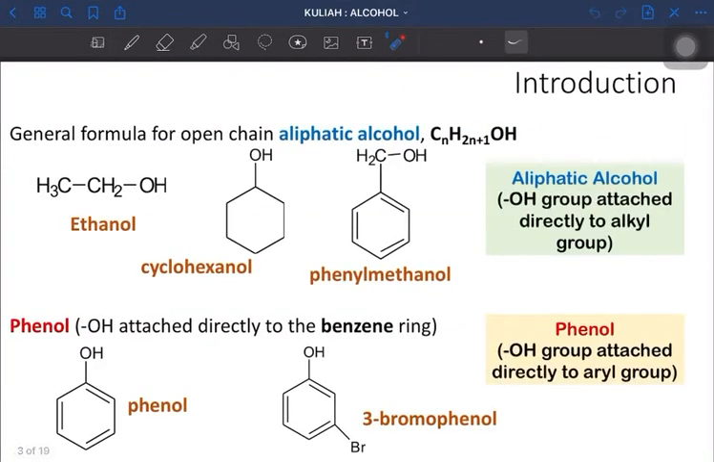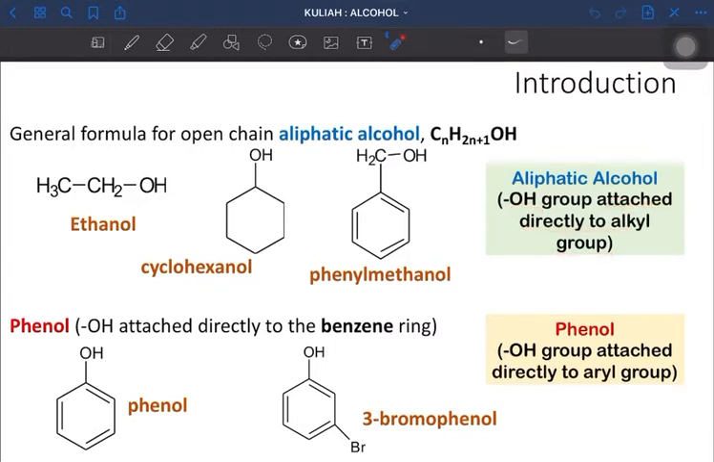Okay, now let's look into the introduction for alcohol. We know that alcohol has the general formula of CnH2n+1OH. So this general formula is for the open chain aliphatic alcohol. So what is aliphatic alcohol? Aliphatic alcohol is where the hydroxyl group OH is attached directly to the alkyl group.